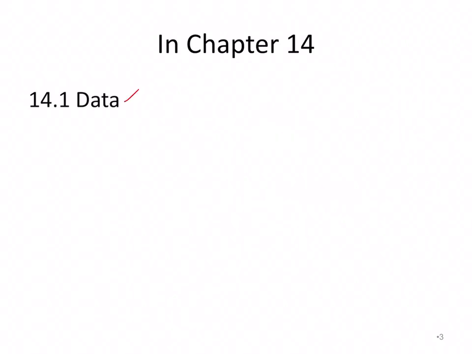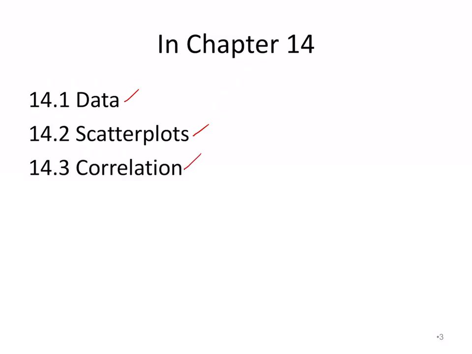So in Chapter 14 we're going to be talking about data, specifically when it comes to regression and correlation. We're also going to be looking at scatter plots, and then we're going to be looking at correlation itself and regression. Now, the book goes really deep with regression, and there's a lot to regression. There are some things we are definitely going to talk about, but the majority of them we are going to have information on, but not going to be tested on any of it.